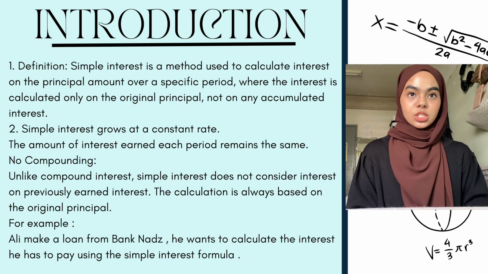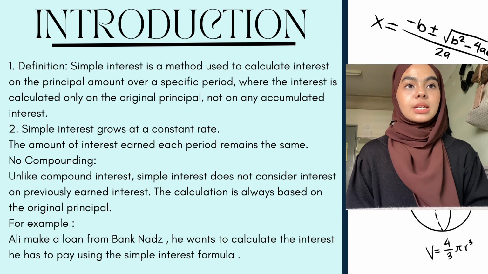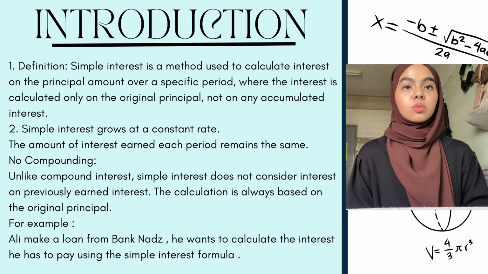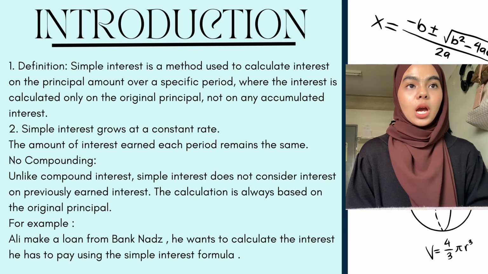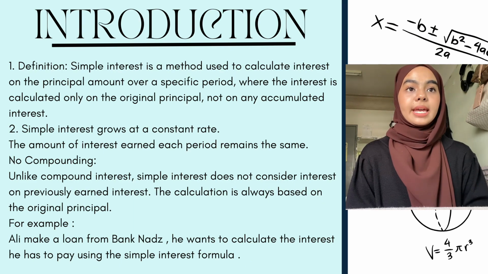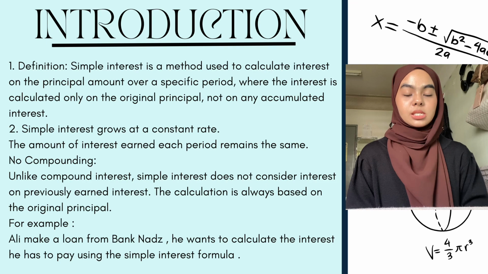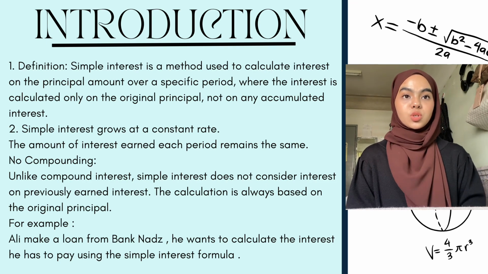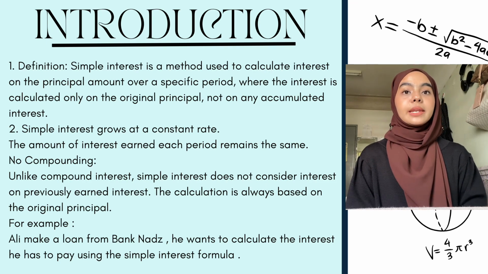Introduction for simple interest. Simple interest is a method used to calculate interest on the principal amount over a specific period, where the interest is calculated only on the original principal, not on any accumulated interest. Number 2, simple interest grows at a constant rate. The amount of interest in each period remains the same. No compounding. Unlike compound interest, simple interest does not consider interest on previously earned interest.